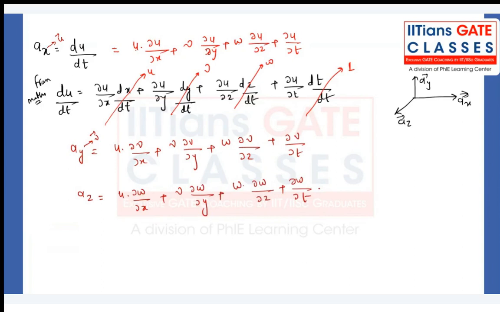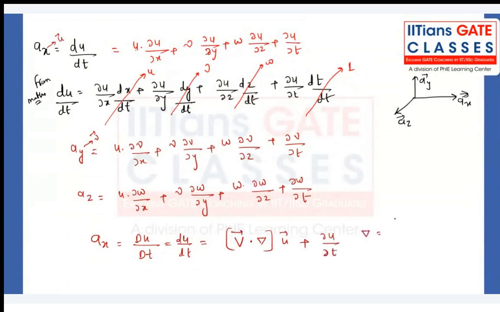But the question is that we have to represent it in the vector calculus format. Then how can we represent it? So ax can be represented like this: du by dt, which is nothing but vector v dot del u plus dou u by dou t, where del is nothing but the del operator. We are calling this the del operator.